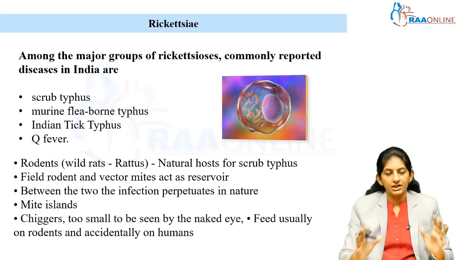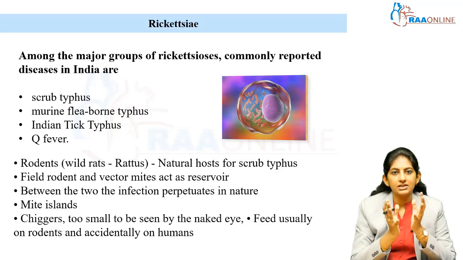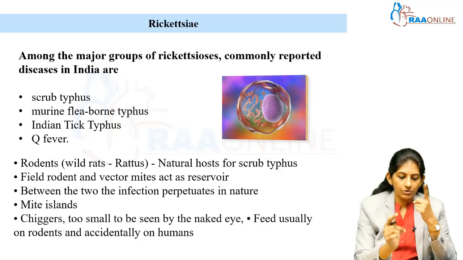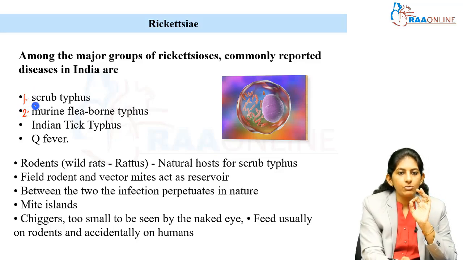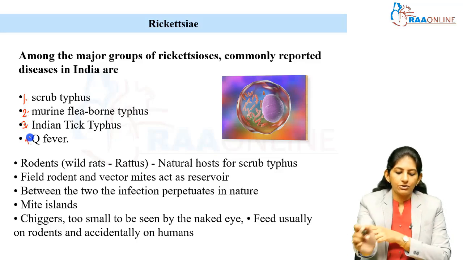So these rickettsial organisms are obligate intracellular organisms. In India, we have some 4 typhus diseases which are very common. Of course, the first and most common is going to be scrub typhus. Second is the murine flea-borne typhus. Third one is the Indian tick typhus, and fourth one is Q fever.